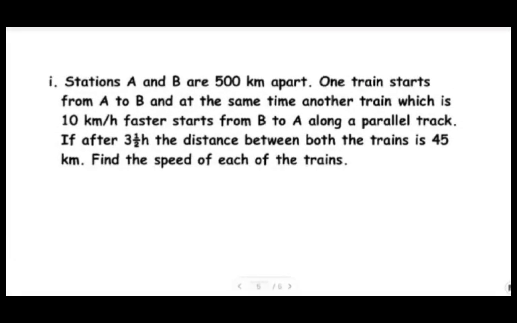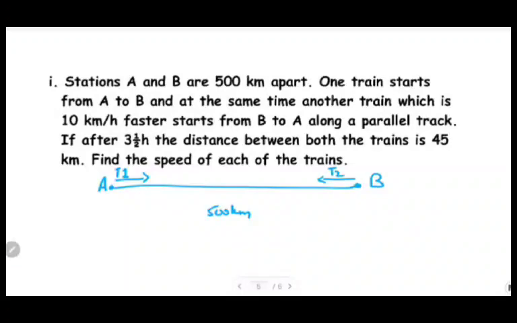Stations A and B are 500 kilometers apart. So here we have station A, here we have station B, and what's the distance? 500 kilometers apart. One train starts from A to B. So there's one train, T1, that's what I'm going to write, starts from A to B. At the same time, another train which is 10 kilometers per hour faster starts from B to A. So here we have another one starting, okay, T2. Now what's given?